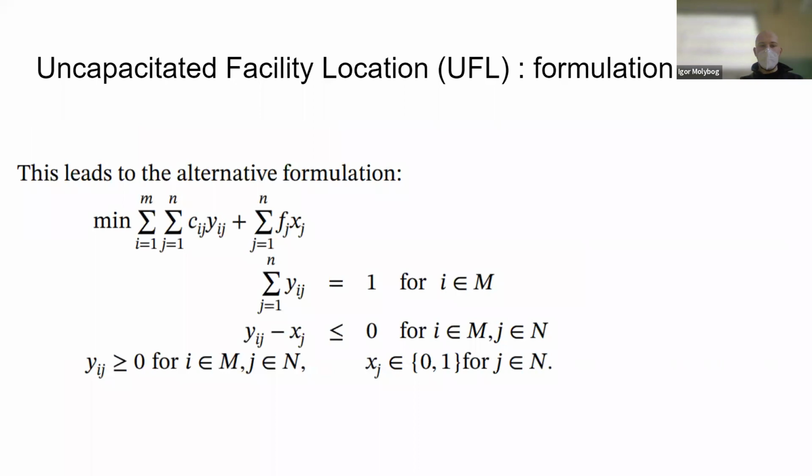So our reformulation, the final formulation, takes the following form. We have m constraints for each client, telling us that its demand must be satisfied, and we have m times n constraints of a very simple form saying that yij is less than or equal to xj. Then we have non-negativity constraints and the constraints of xj being binary. This is the final formulation for the uncapacitated facility location problem.